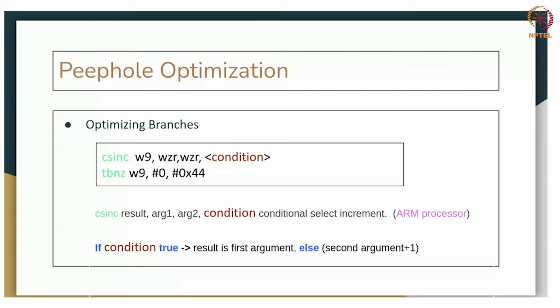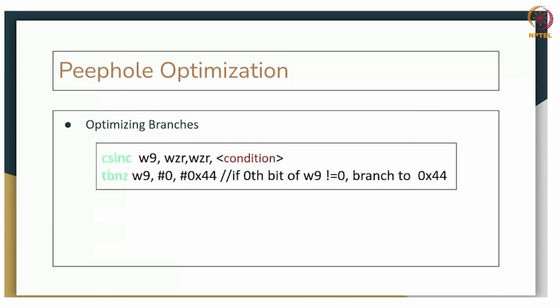So if the condition is true, the result is the first argument, so W9 will be assigned W0. Else it is the second argument plus 1, so it will be WZR plus 1. WZR is a register available in the ARM processor, that's the zero register. And TBNZ W9, #0 checks whether the 0th bit of W9 is not 0. Then you branch to 0x44. So if the 0th bit of W9 is not equal to 0, branch to 0x44.